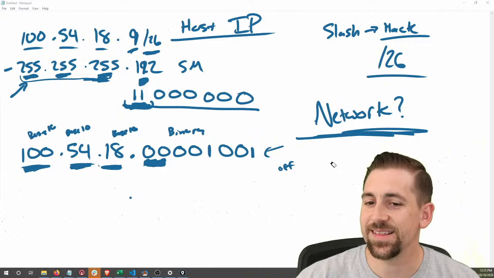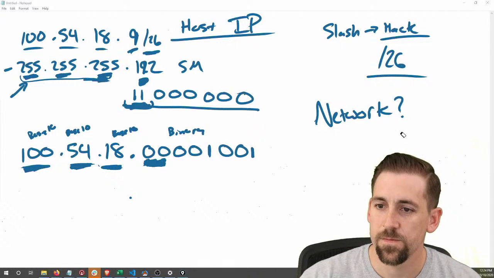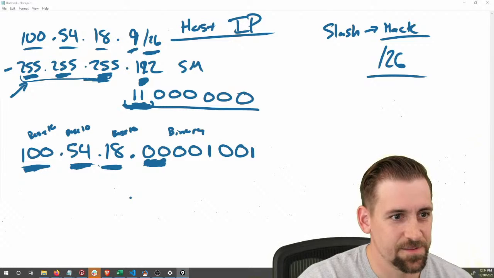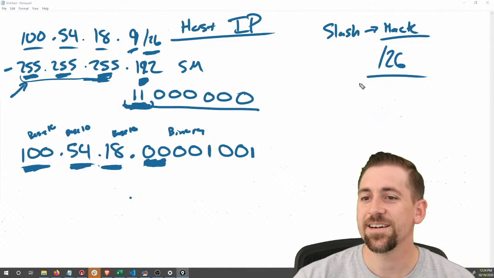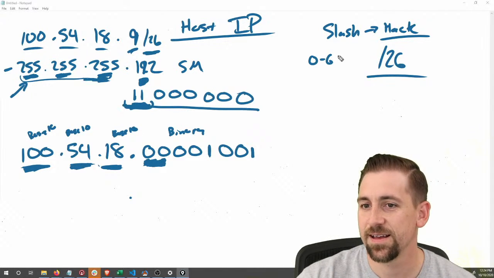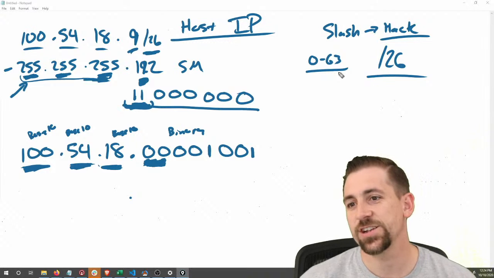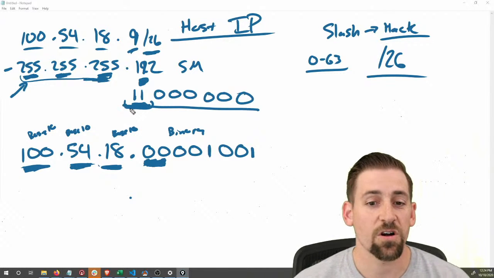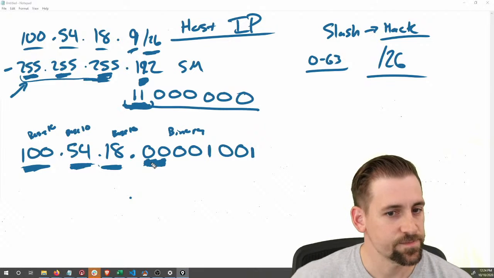So you notice that this /26 was actually, right, we said 0 to 63 was that address range. And we said that these bits were actually off for that network, right?